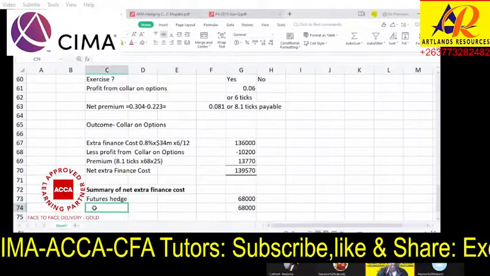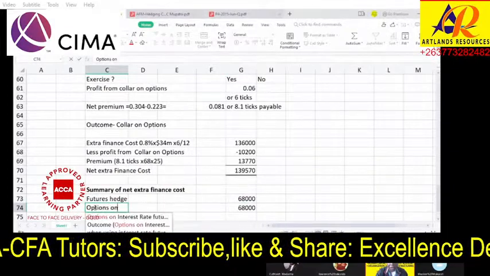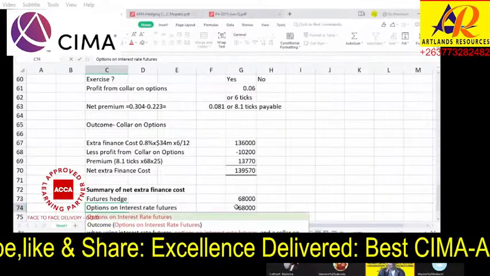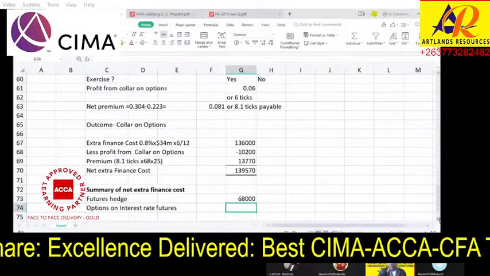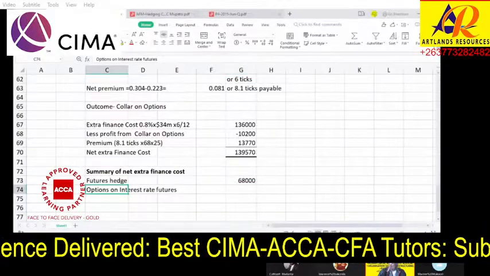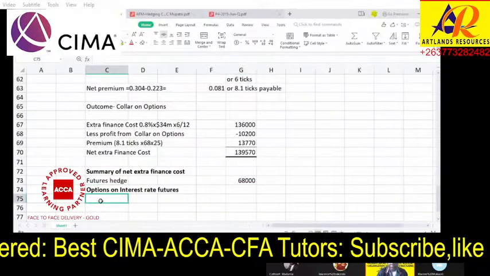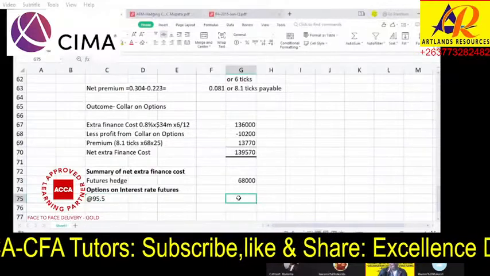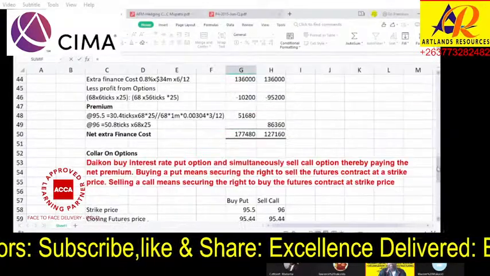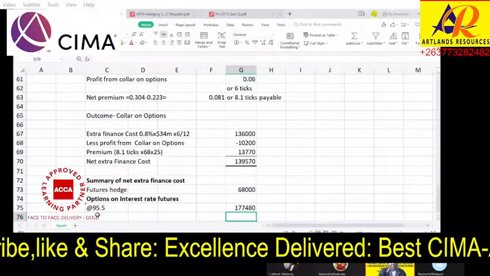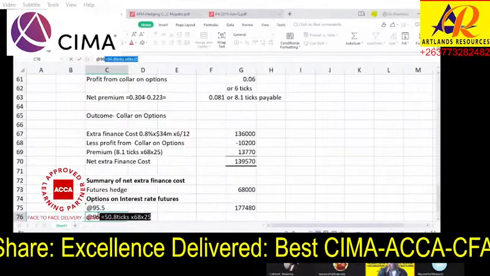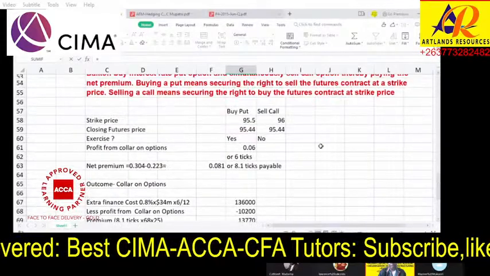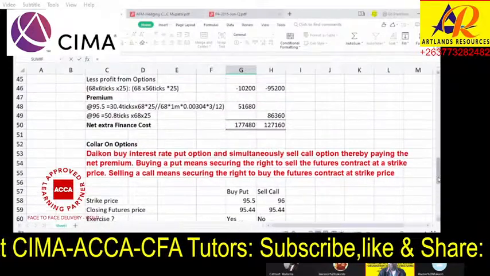Then you say options on interest rate futures. This one, there are two strike prices. So you have to say at which strike price. So you say at 95.5, the net extra finance cost at 95.5 was 177. Then at 96, the net extra finance cost at 96 was 127.